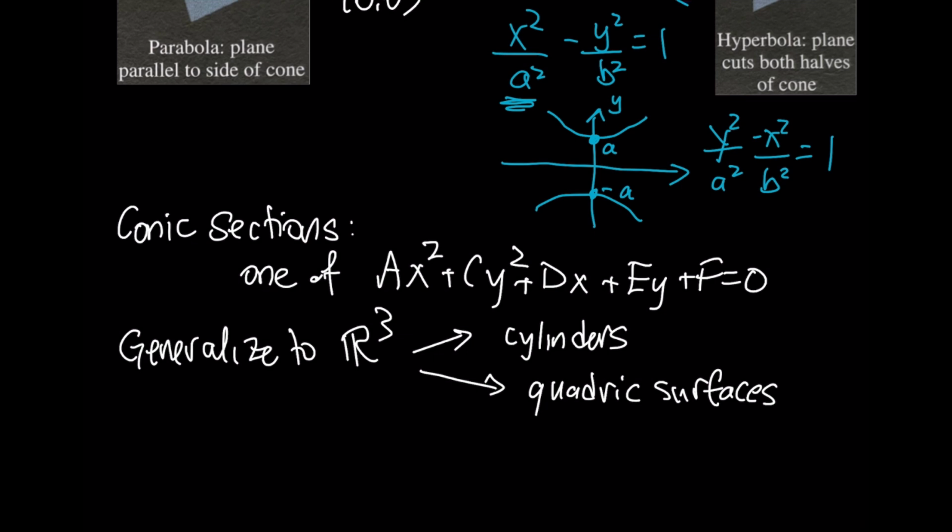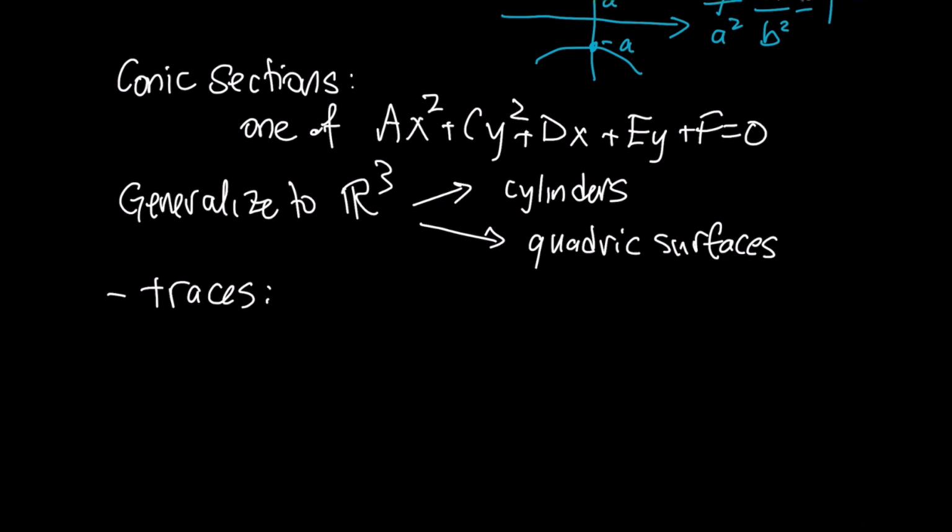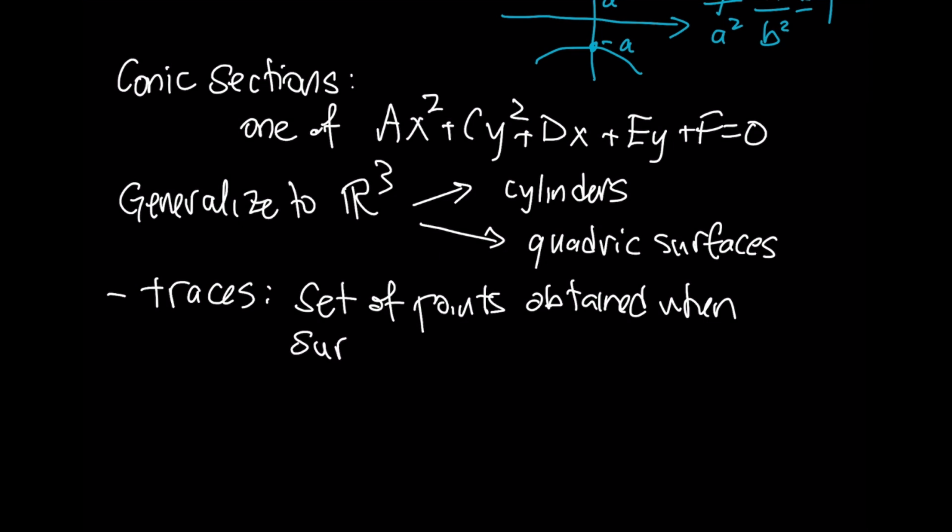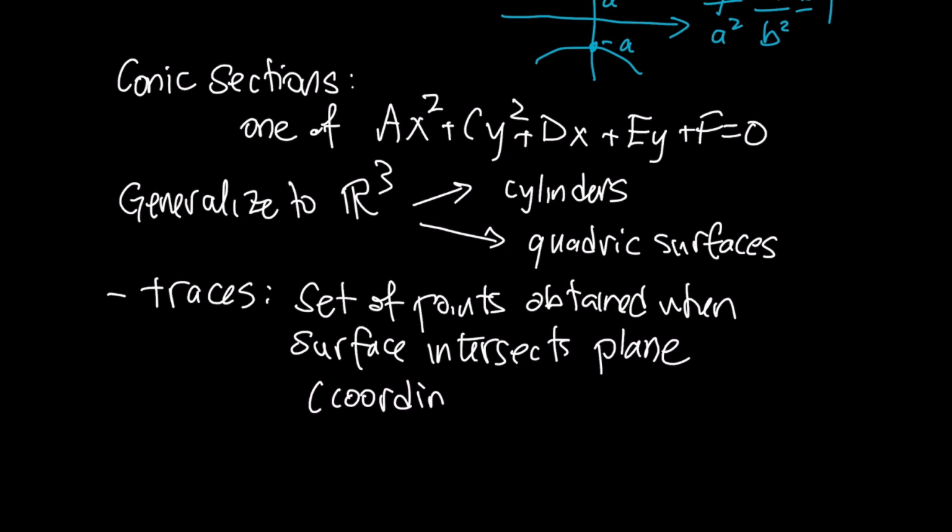What's going to be very useful for us is something called traces. And a trace is a set of points obtained when a surface intersects a plane. We are usually going to talk about coordinate planes only. So we'll talk about x equals a constant, y equals a constant, z equals a constant.